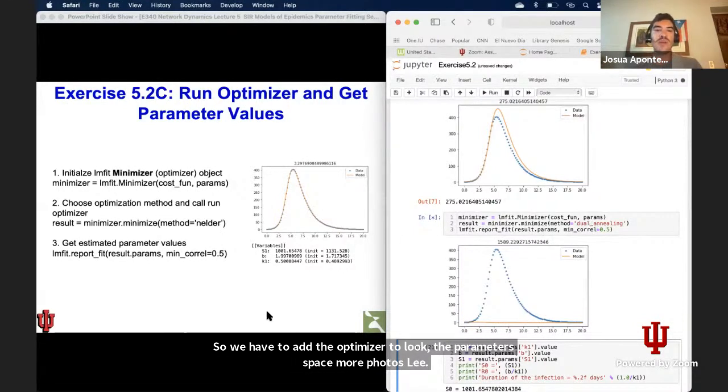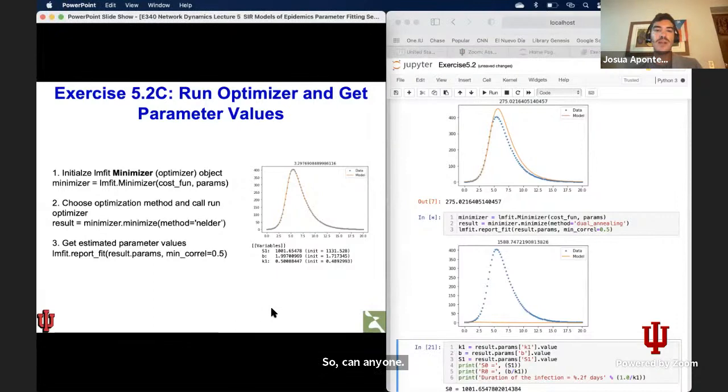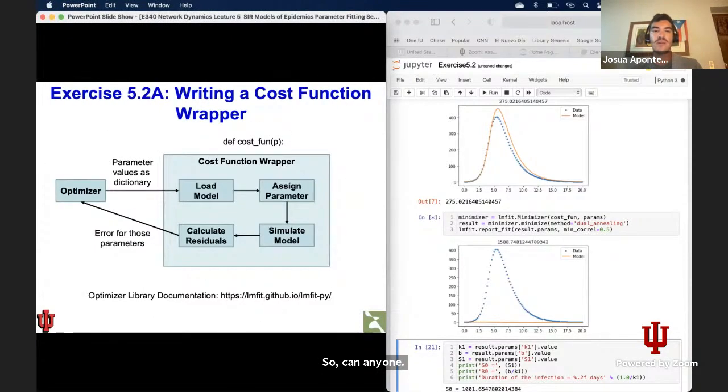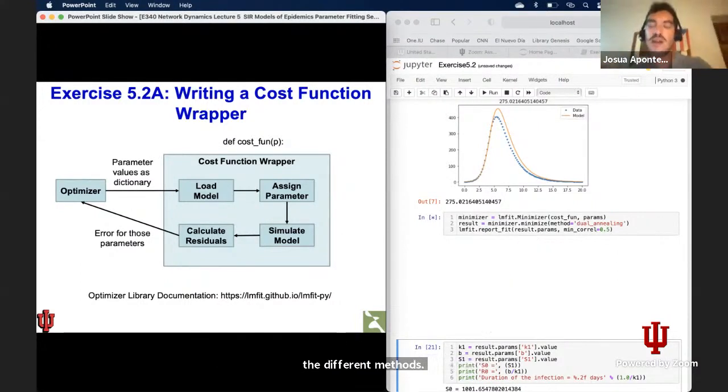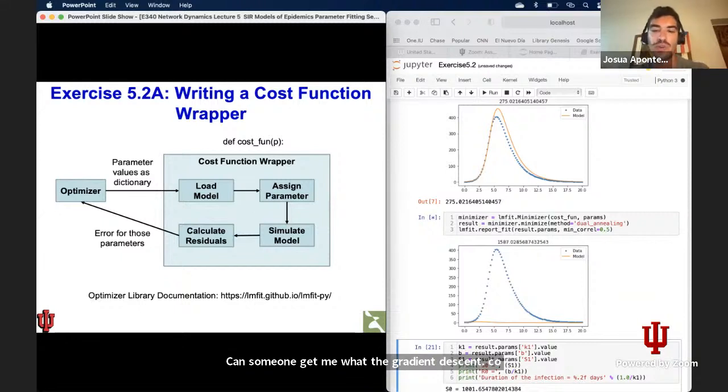So can anyone, because I don't want to change. Could anyone go to this web page, and if you click on minimize, it'll tell you what the different calls are for all of the different methods. Can someone get me what the gradient descent call is? Or I can try doing it on my phone as well.